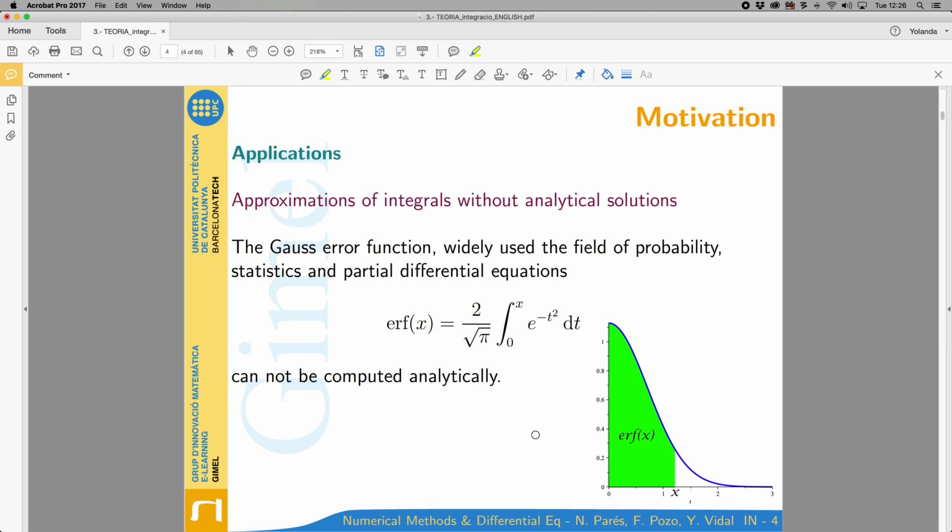Now, there are some functions like this one, the Gauss error function, that appear a lot in statistics, for example, that you cannot compute this integral analytically. So the only way we can work with this function is to compute this integral from a numerical point of view.